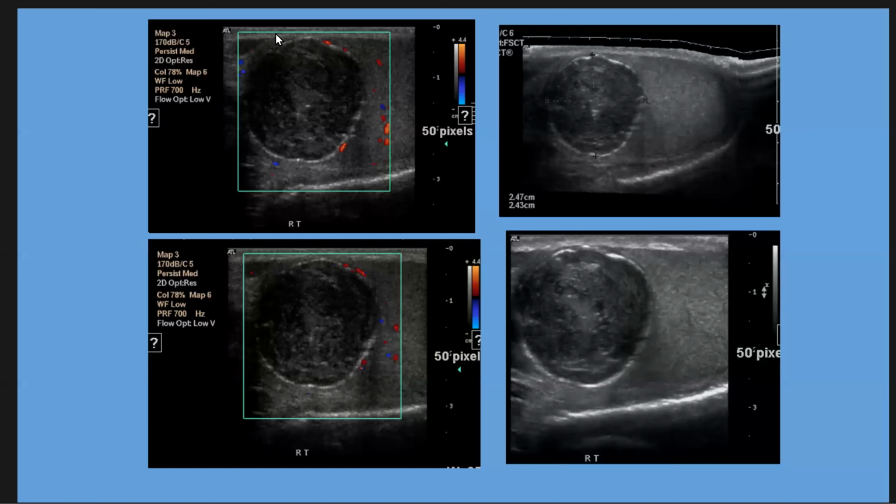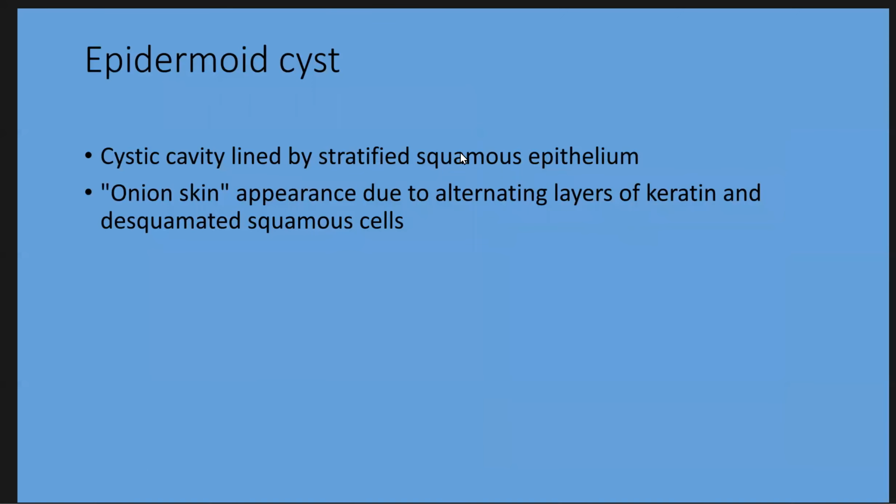Here, the patient with a mass lesion with onion skin appearance with fibrous tissue surrounding, and this is the classic appearance of the epidermoid cyst. Epidermoid cyst, a cystic cavity lined by stratified squamous epithelial. As I said, it is onion skin appearance, the classic ultrasound presentation, with alternating layers of keratin and desquamated squamous cells.